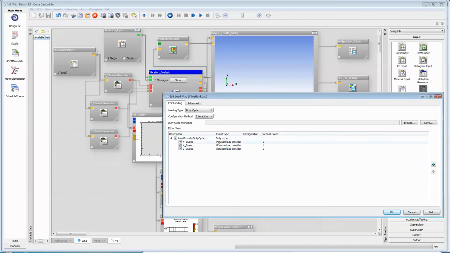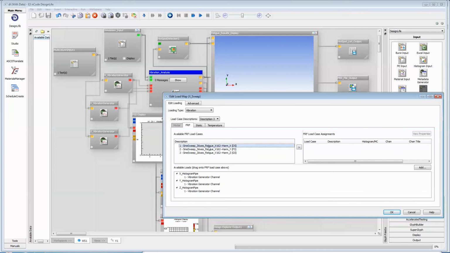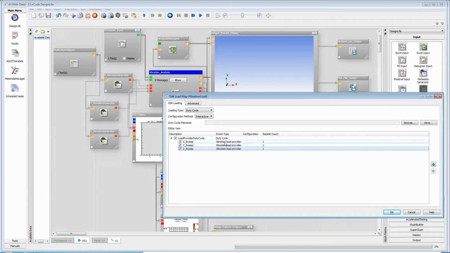Okay, so once these are all the 3 events part of this duty cycle, now we have to map. This x-axis FRF should be mapped with the x profile. Say okay. Similarly for y, it has to be mapped with y profile. G, it has to be mapped with G profile. Just drag and drop here. Okay. These are all the 3 steps.